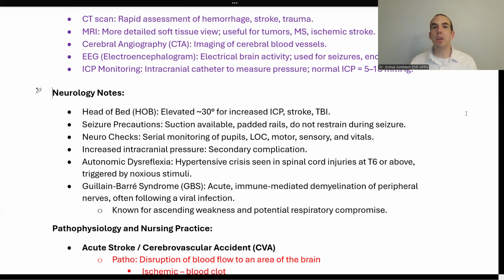Next, we have EEG, or electroencephalogram. This checks the electrical activity of the brain. We use this most commonly for seizures, and this is what an EKG is to the heart. The EEG is to the brain.